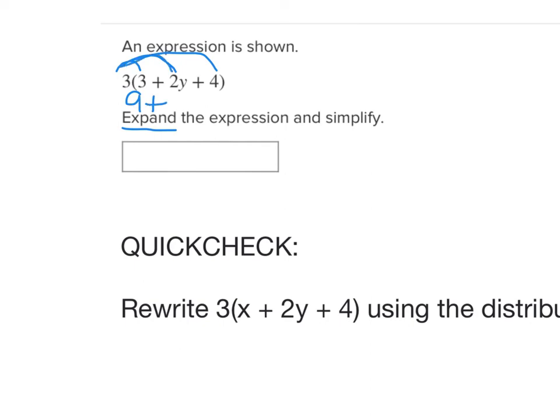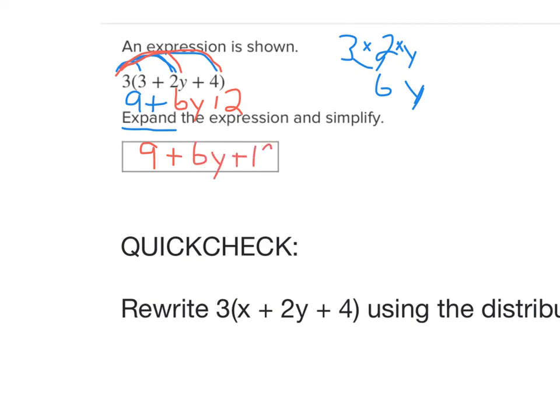3 times 2y. Now 3 times 2y means 3 times 2 times y, because the 2 and the y are multiplying also. So that's 3 times 2 times y. 3 times 2 is 6, and you can't multiply by the y because you don't know what it is. So it's 6y. Look again. 3 times 2y is 6y. And lastly, 3 times 4 is 12. So that's my answer. 9 plus 6y plus 12.